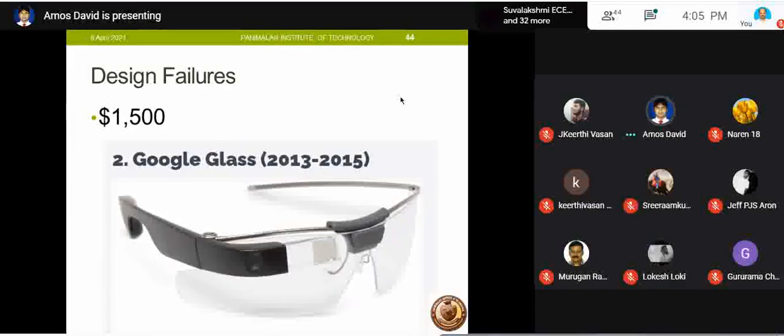Look at the second one, Google Glass. Do you like the frame of this glass? Anyone? The way it is shaped? More or less it looks like a welding glass, no? Like what we put on in our first semester welding lab, in our workshop. So this was the failure in this model, the shape in which the glass was.